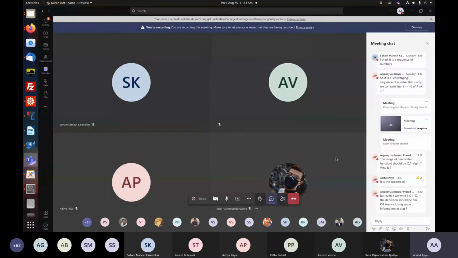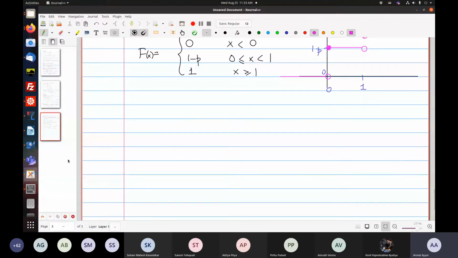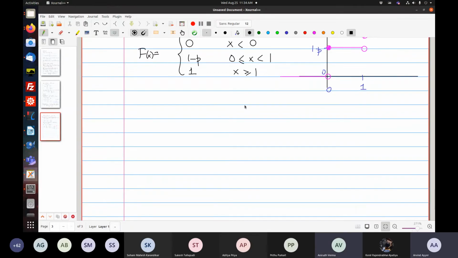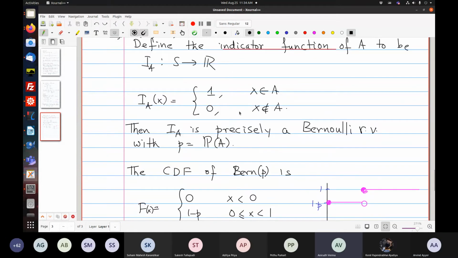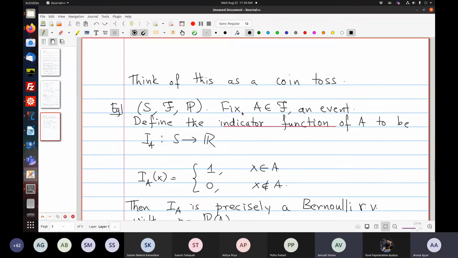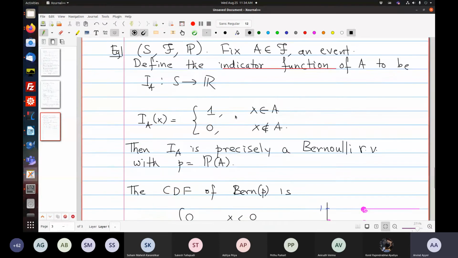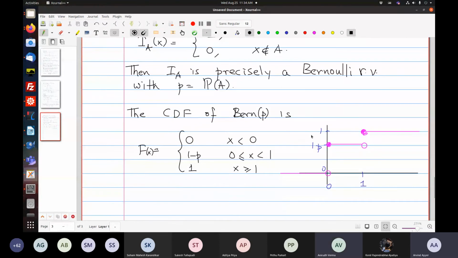Yeah. So I think I have answered that. Okay, so now let me go to the next. Excuse me, sir. Yes. So for the indicator function, sir, can we make the CDF of that also? Didn't I do that? Here it is. Oh, for the indicator function. It's the same. It's the same with p replaced by P of A. It's exactly the same. Okay, sir.